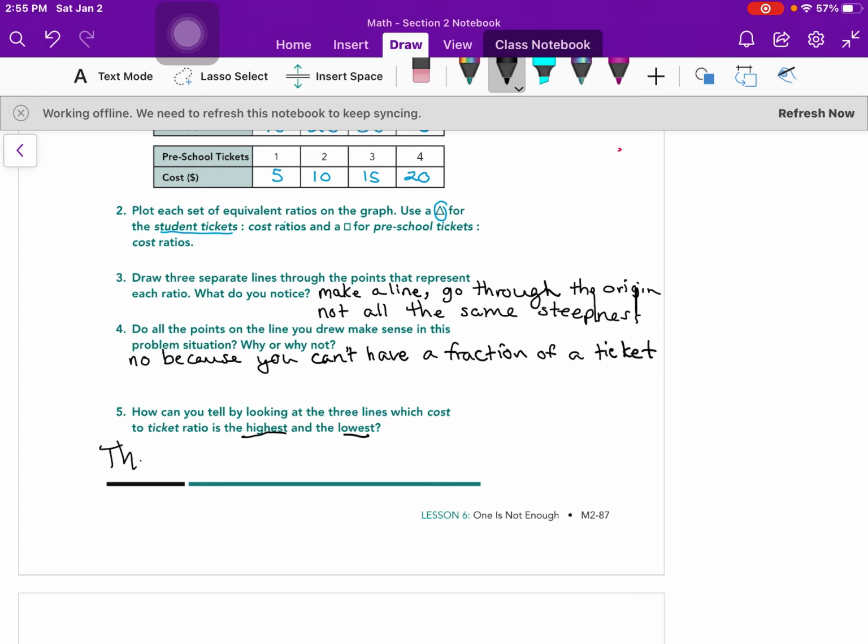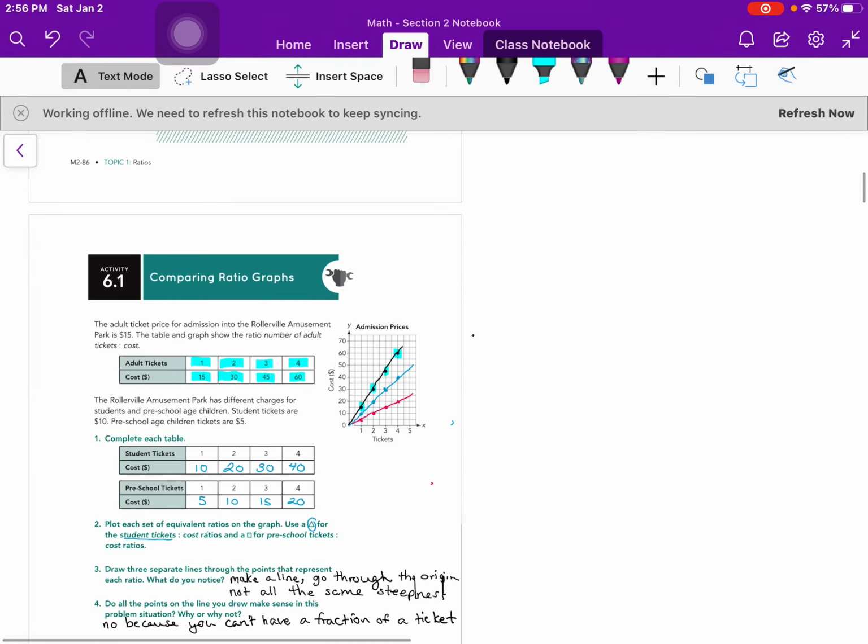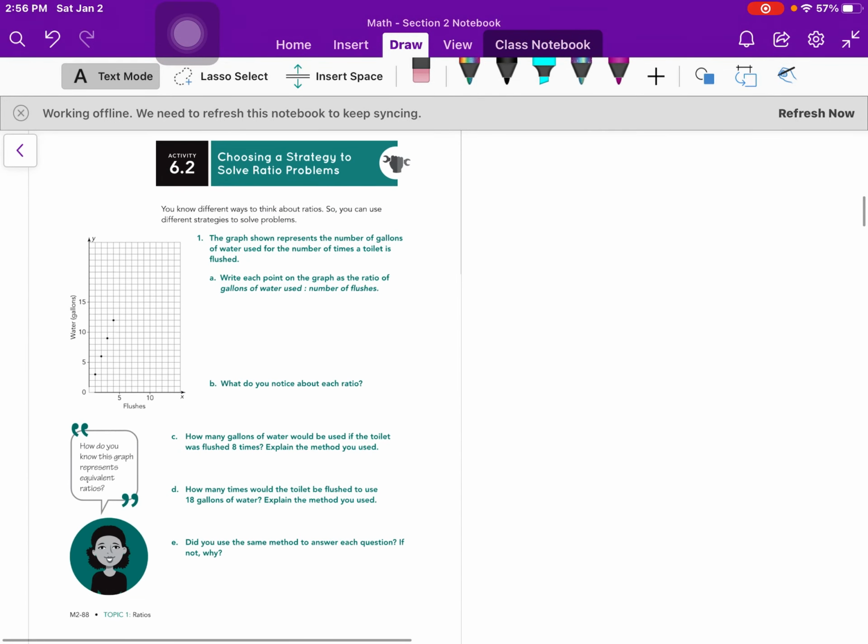Let's say the steepest line represents the highest cost to ticket ratio. Good. All right, let's move on.